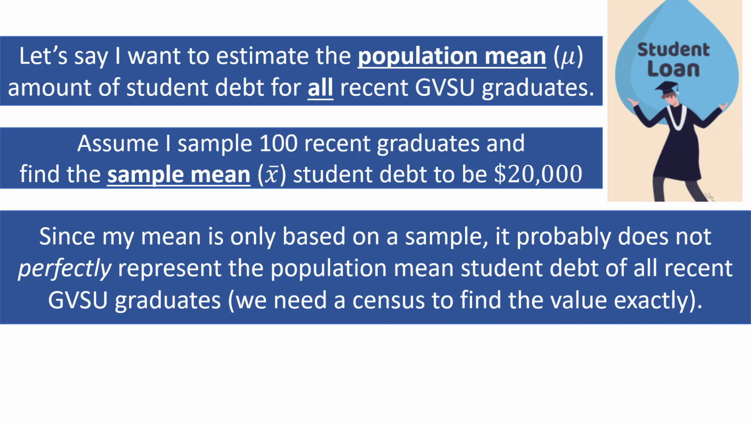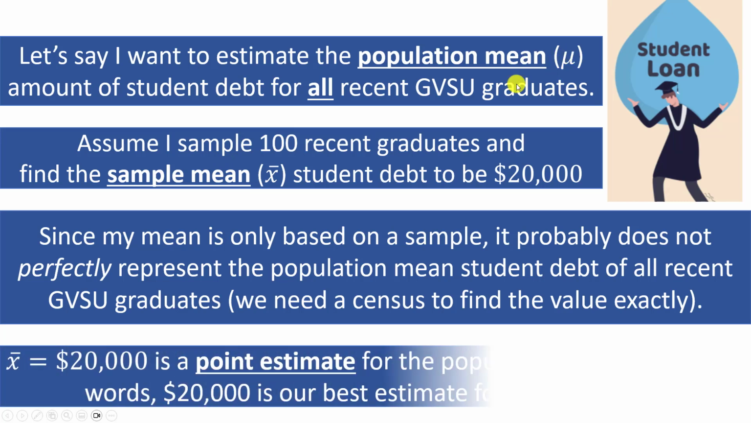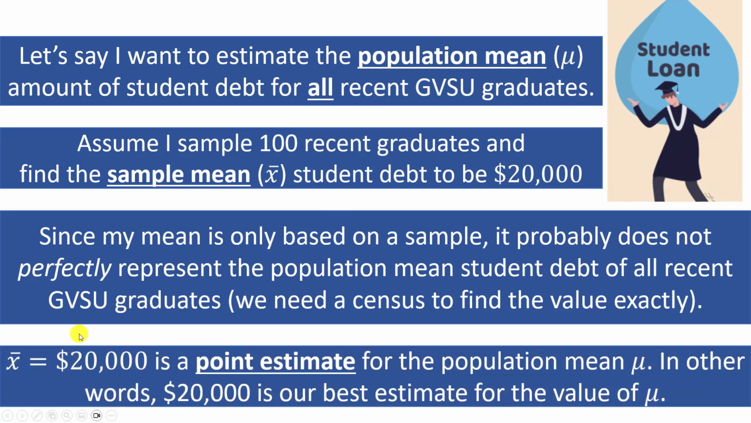Now, even though our sample mean is not the same thing as the population mean, it's most likely pretty close. So we might say that our sample mean is an estimate for the population mean. The term that we use in the context of this chapter is point estimate. We would say that our sample mean of 20,000 is a point estimate for the population mean. In other words, $20,000 is our best estimate for the value of the population mean.